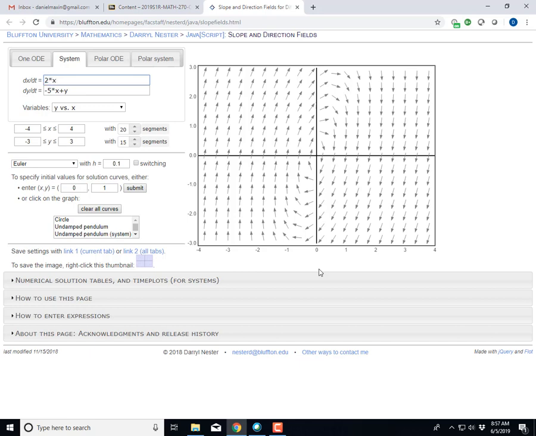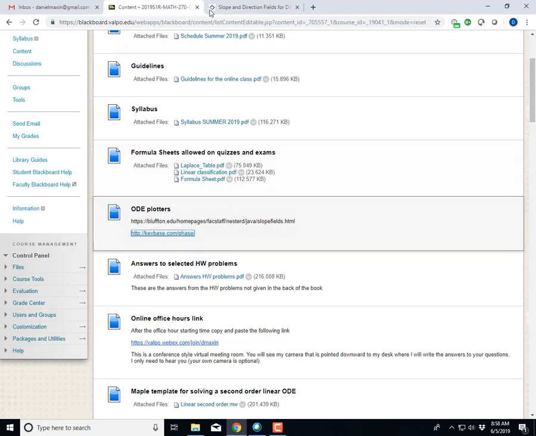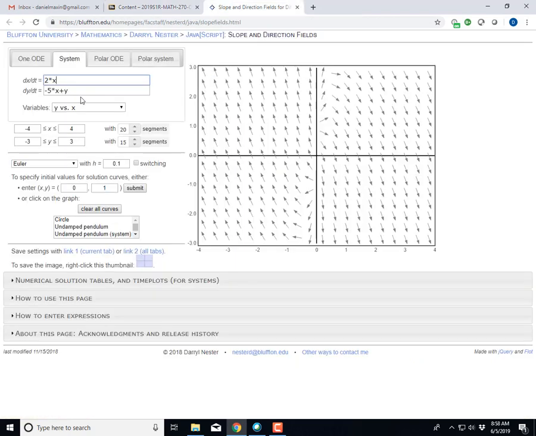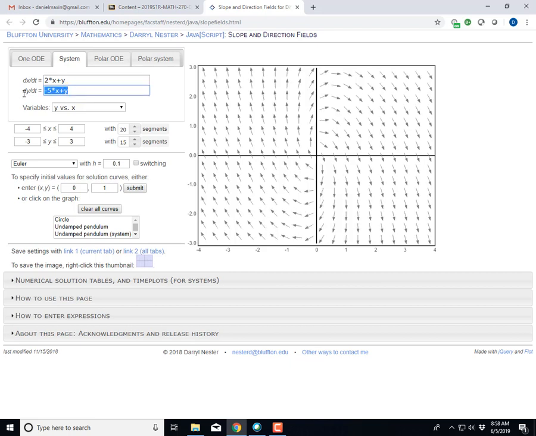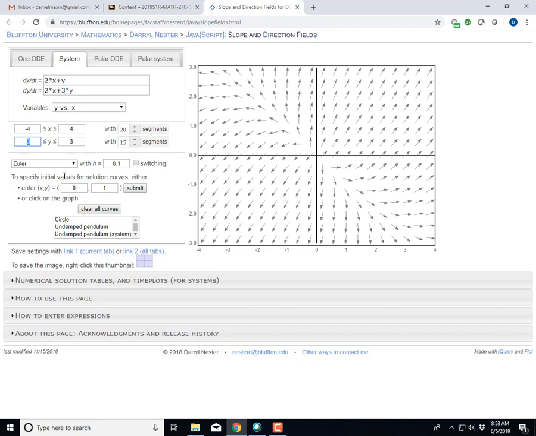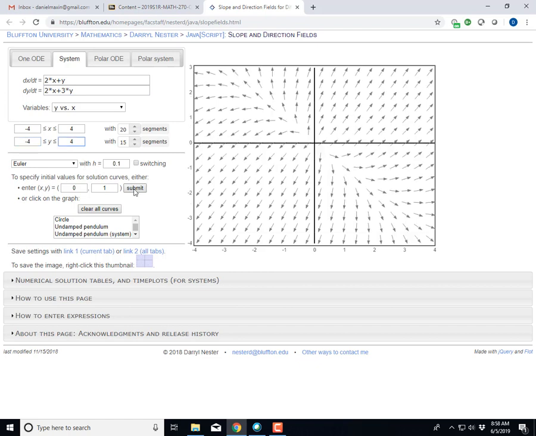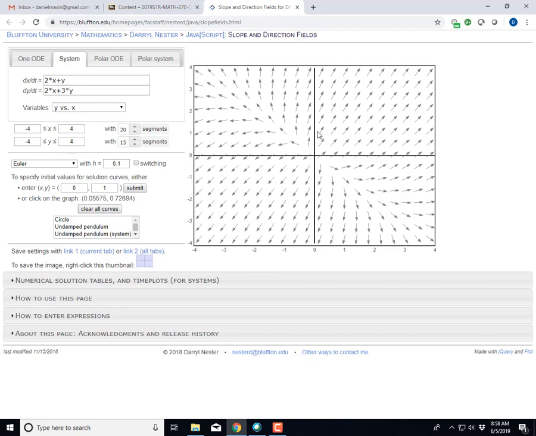You'll have to enter, and by the way, we're going to use two different plotters, both posted on the Blackboard. I'm going to use this one first. You have to enter the equations in component form. So the matrix was 2, 1, 2, 3. Therefore, the system is 2x plus y, 2 times x plus 3y. Let's choose a viewing window that is symmetric, minus 4, 4. And then you could see already from the arrows the eigenvector.